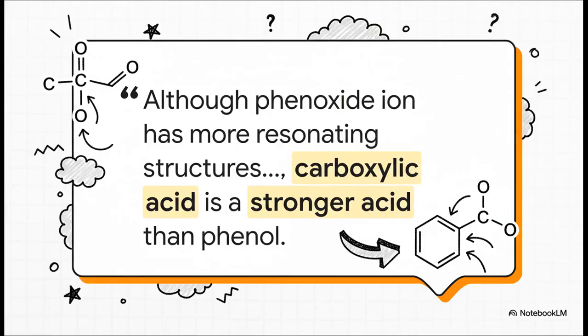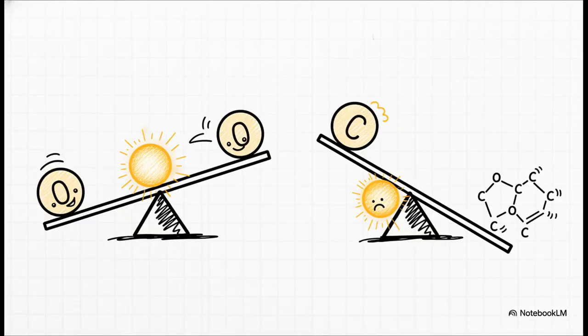Now for another classic exam question. This one can be a little tricky, but we will make it very simple. Your exam paper just loves to ask this. Why are carboxylic acids stronger acids than phenols, even though the phenoxide ion seems more stable because it has more resonance structures? The key here, my dear students, is about the quality of the resonance, not just the quantity.